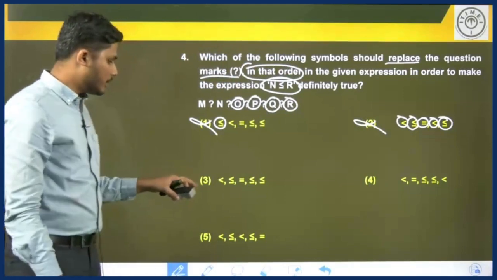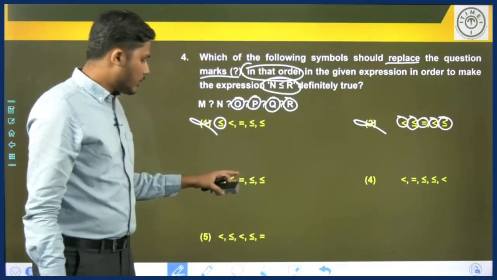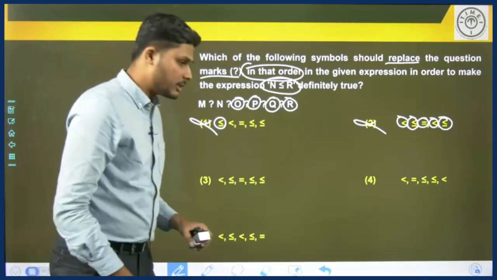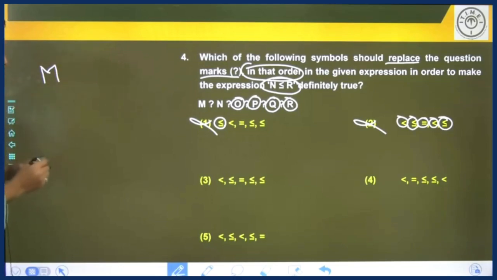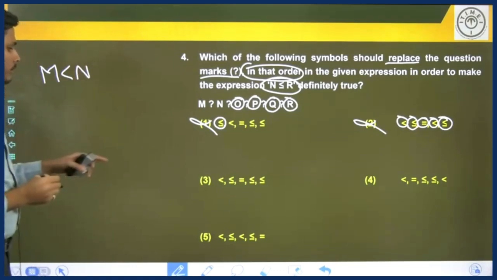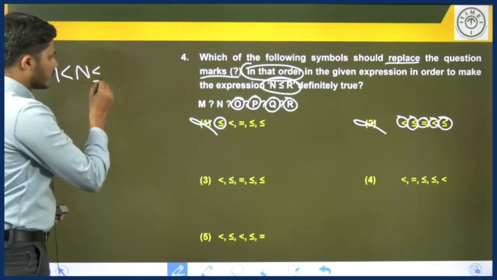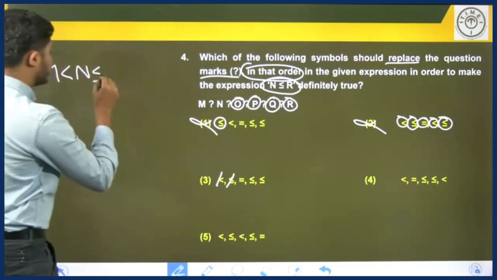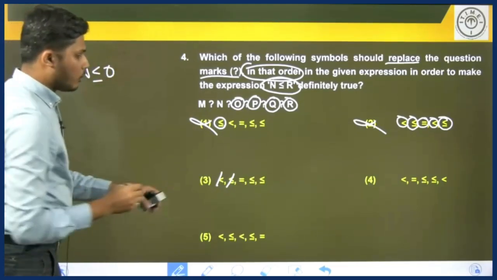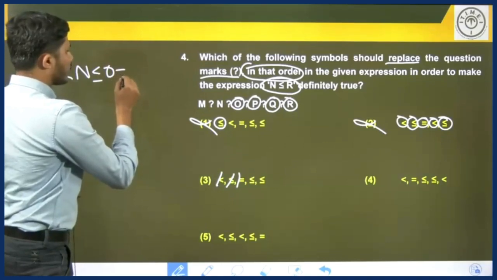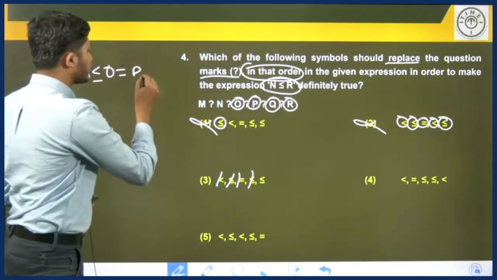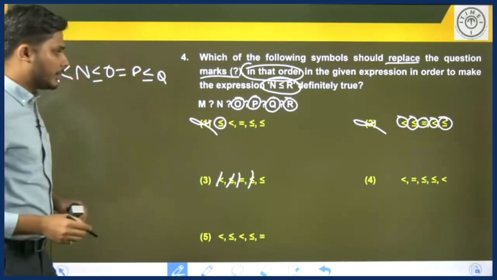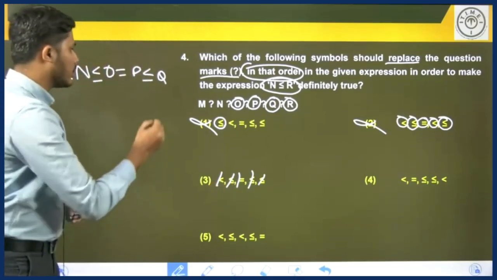Now let's look at the third option, less than or equal to, less than or equal to, and less than or equal to. Let me write it here. M less than N less than or equal to N equal to O, O equals P, P is less than or equal to Q, and Q is less than or equal to R.